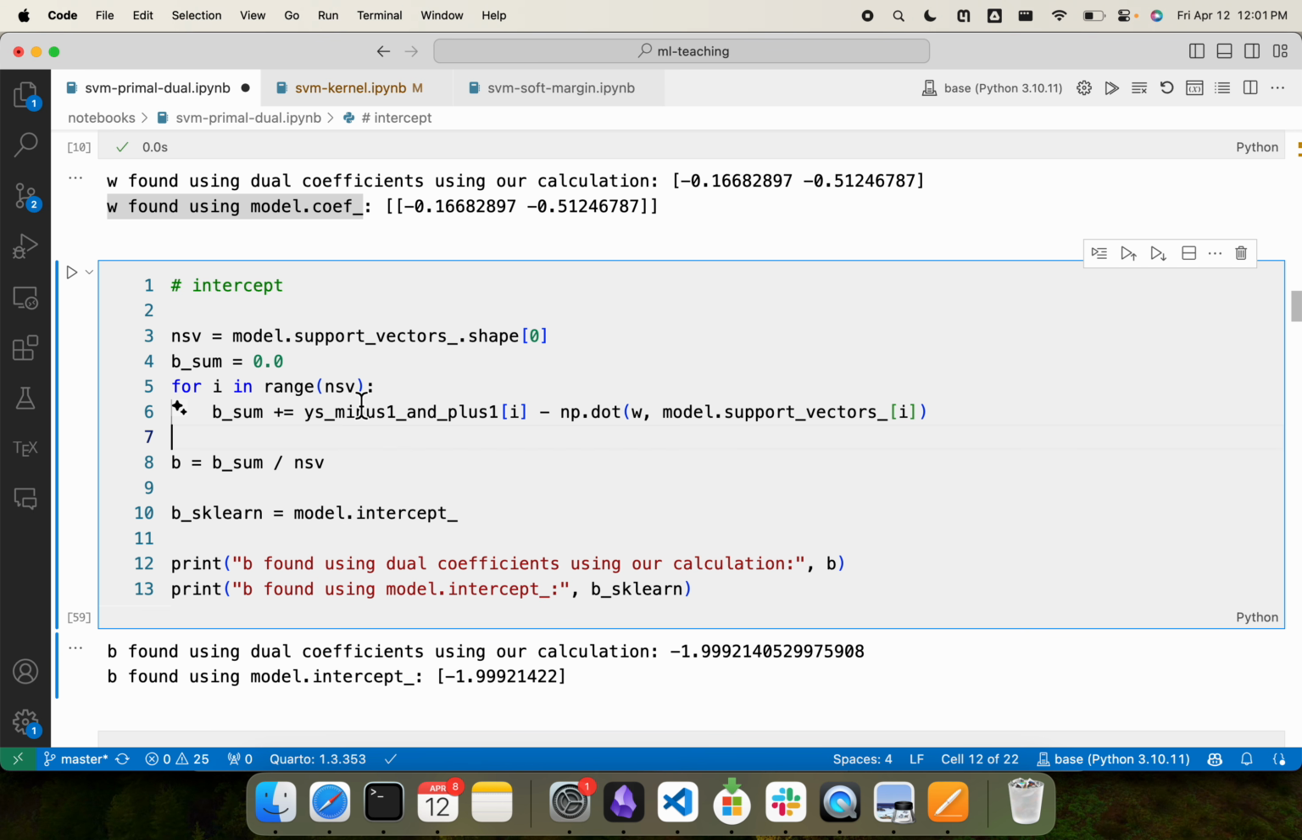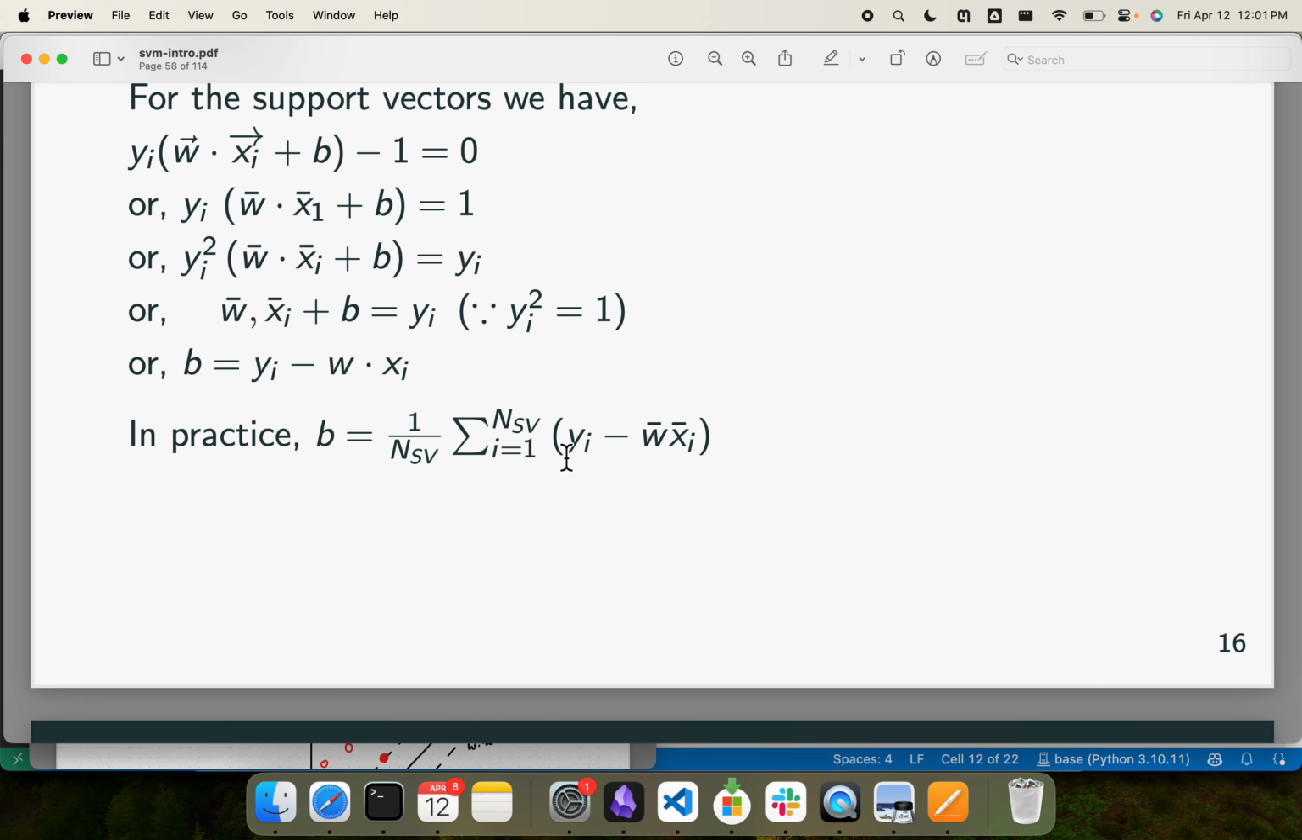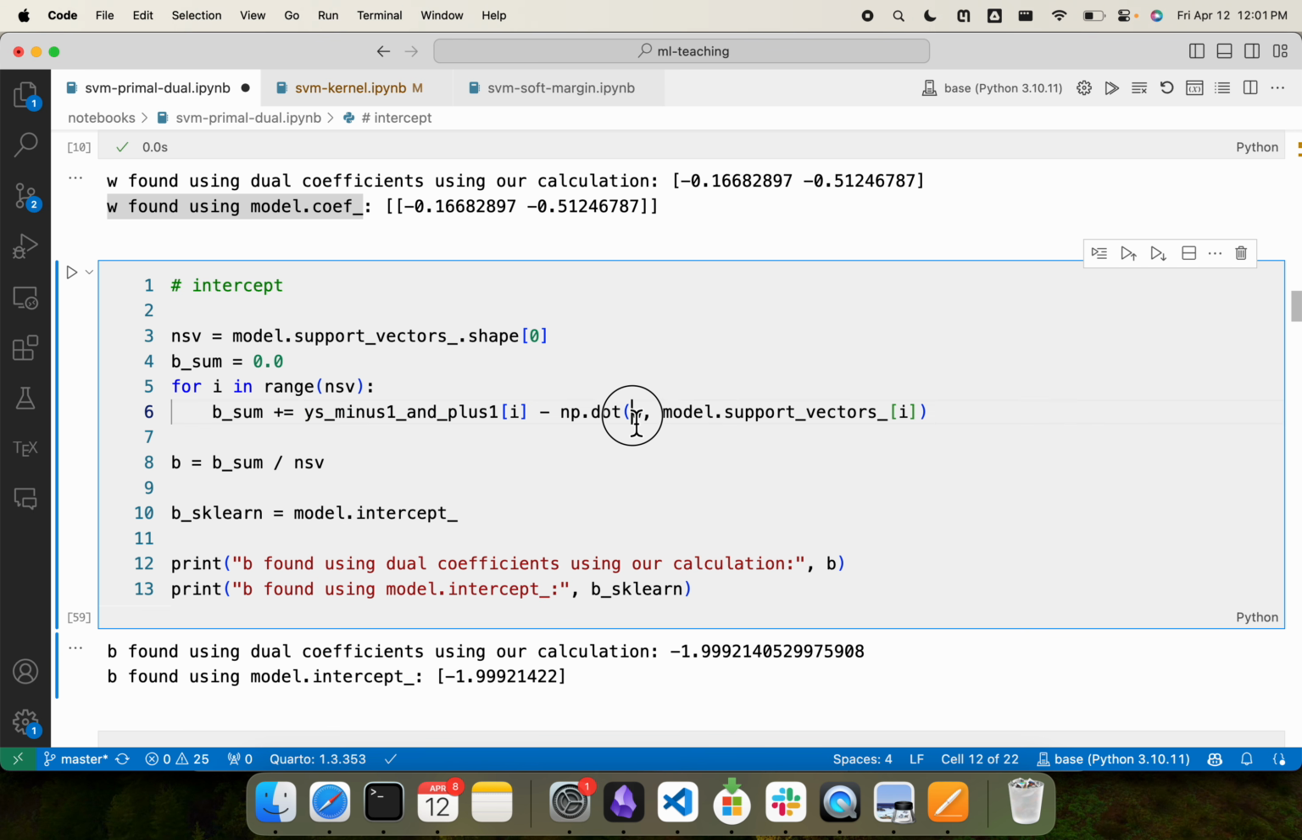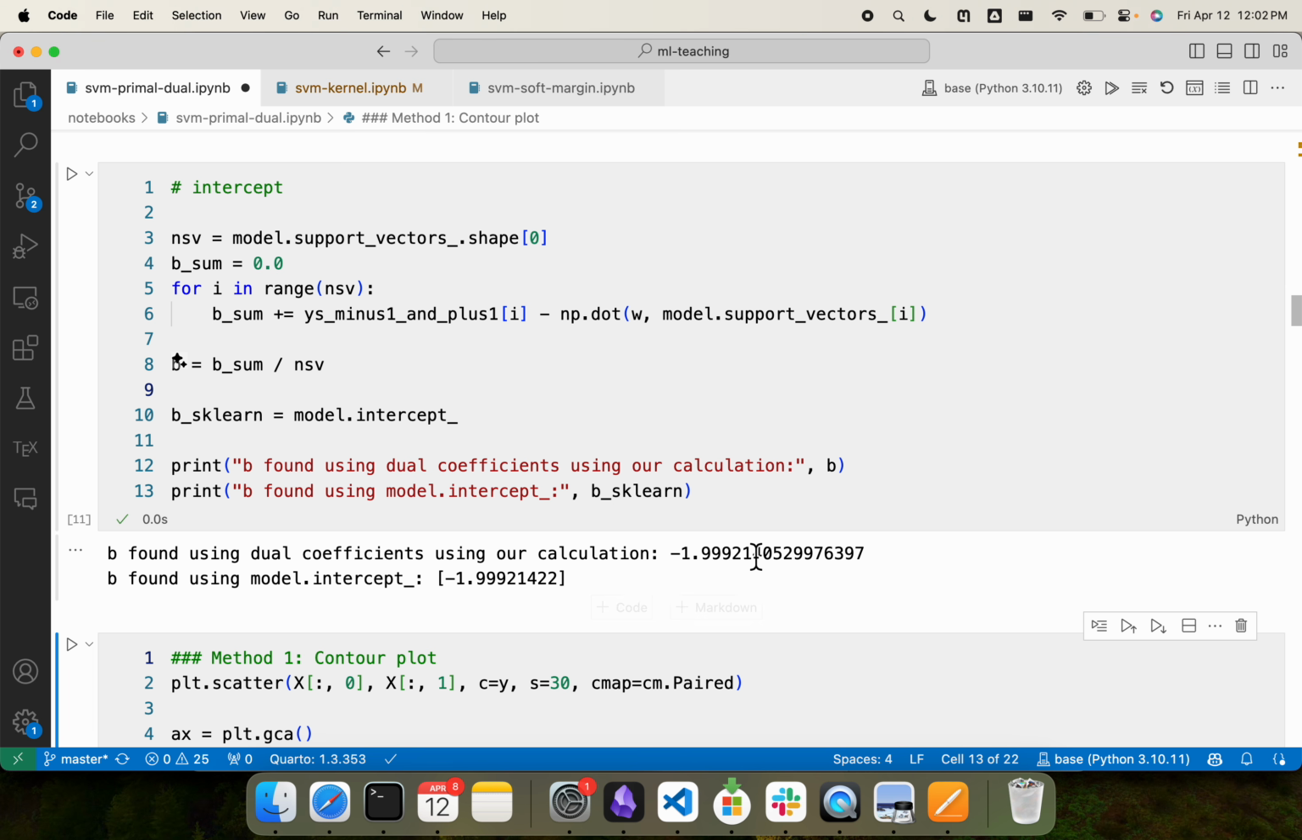I initialize b sum to 0. For each support vector point, I add ys, which is just yi, minus w dot xi, where xi is a support vector. If I do that and measure my answer, I get the exact same answer as model.intercept_ given by sklearn. So what we have confirmed thus far is that if we start from the duals, we can get the w's and b's, at least for the linear kernel.